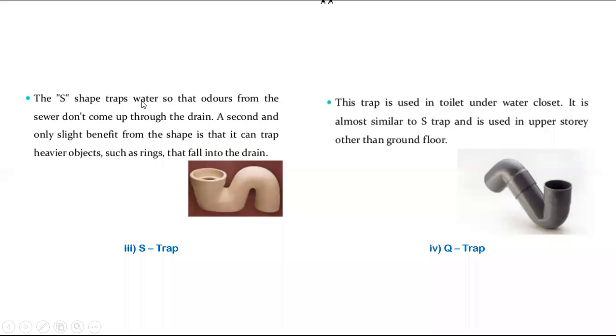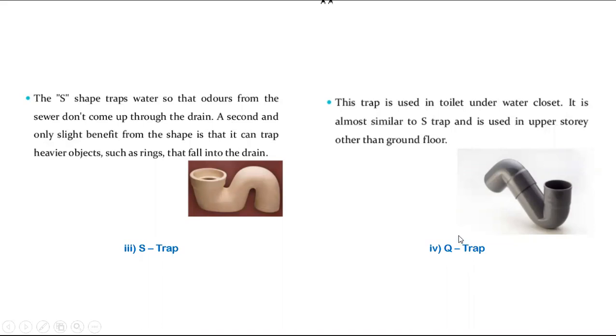The S-shape drop's water seal ensures that sewer gas does not come up through the drain. The second and only slight benefit of the S shape is that it can trap heavier objects that fall into the drain. Normally this S drop is used in the IWC only.